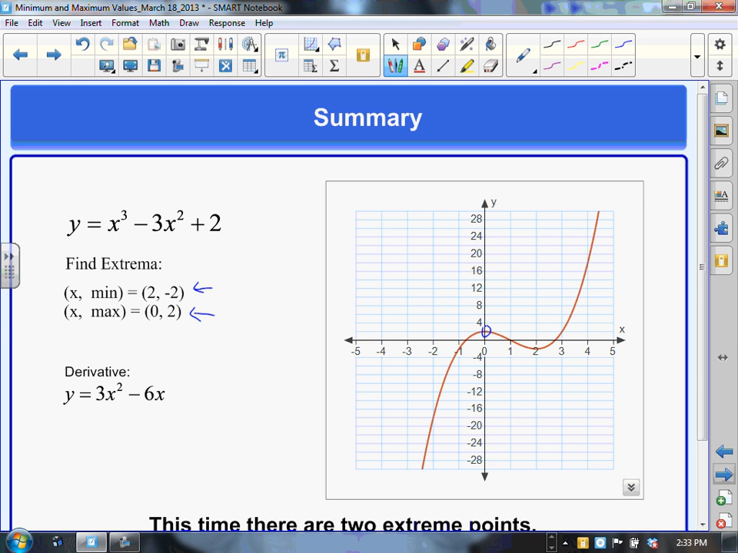This one is referred to as a local or relative maximum, whereas the other value at (2, -2) is referred to as a local or relative minimum.